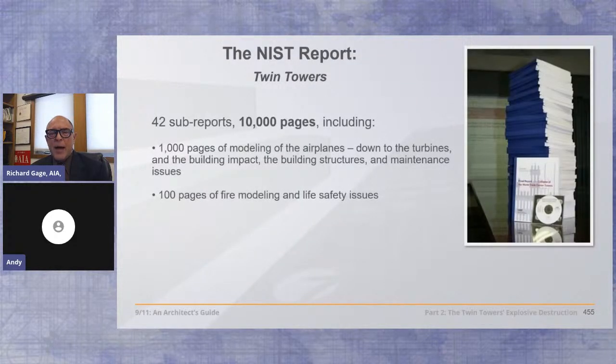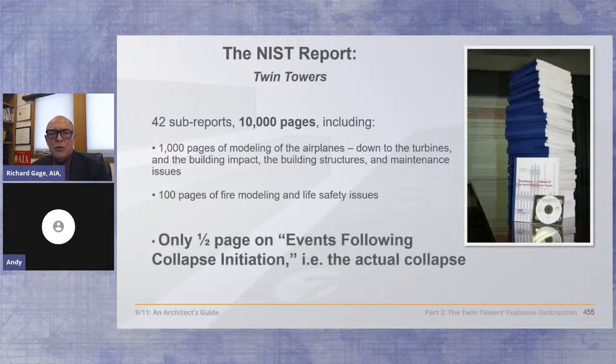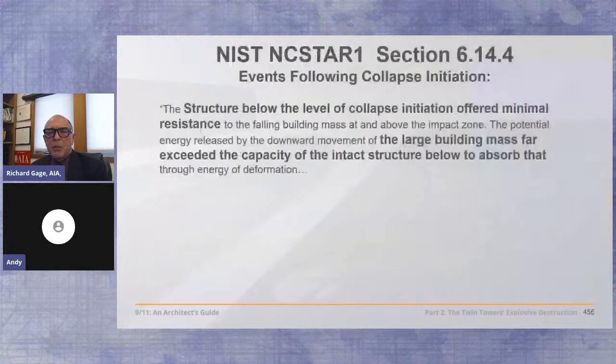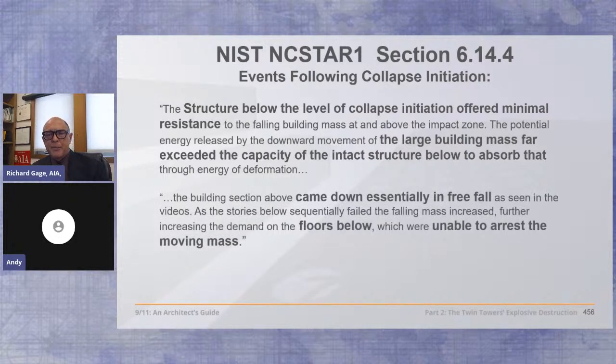Wait a minute. You had 10,000 pages, 2 years, $20 million, and you only produced half a page answering Congress's question, how did the building collapse? Or why? And why? Let's read their half page. The structure below the level of collapse initiation offered minimal resistance. The large building mass far exceeded the capacity of the intact structure to absorb it through deformation. Came down essentially in free fall. The floors below were unable to arrest the moving mass.